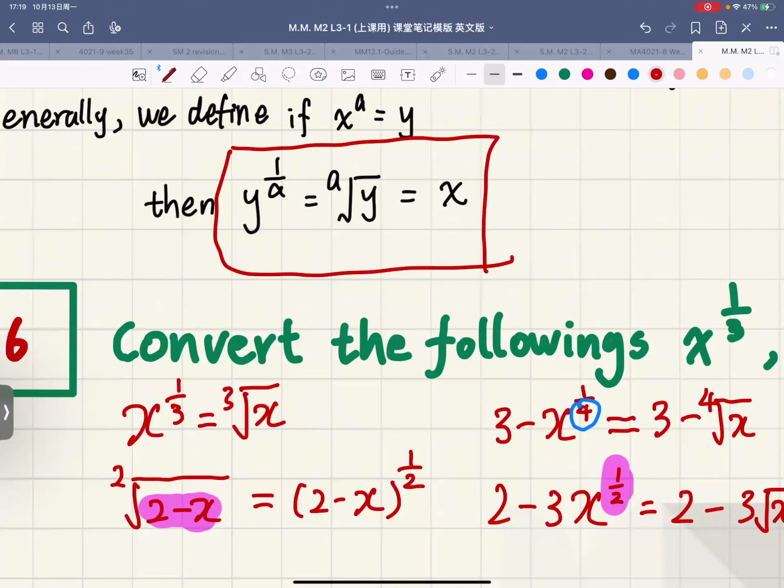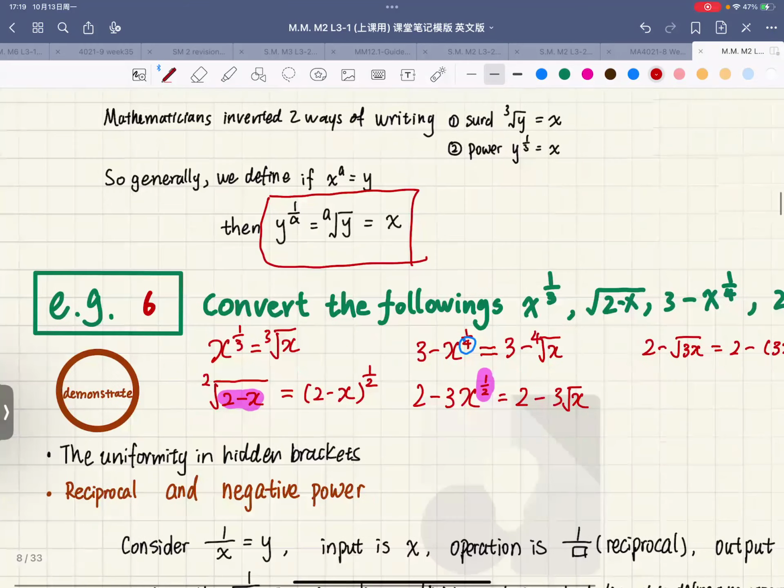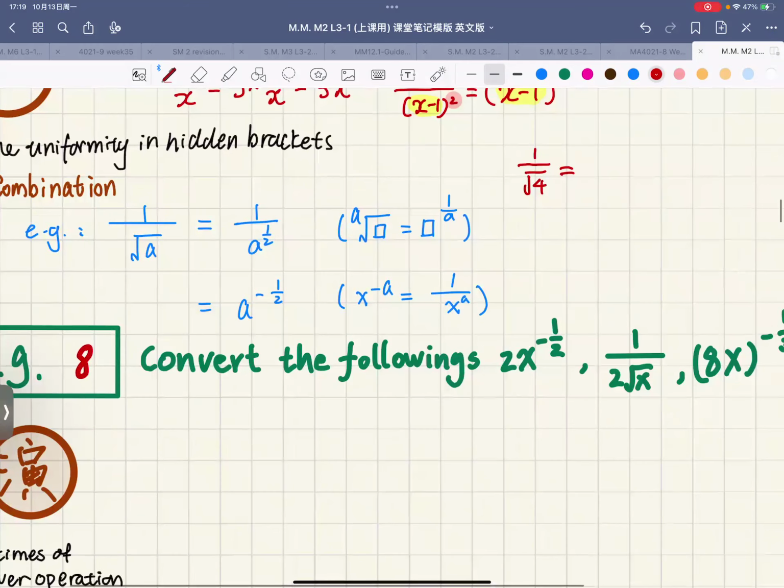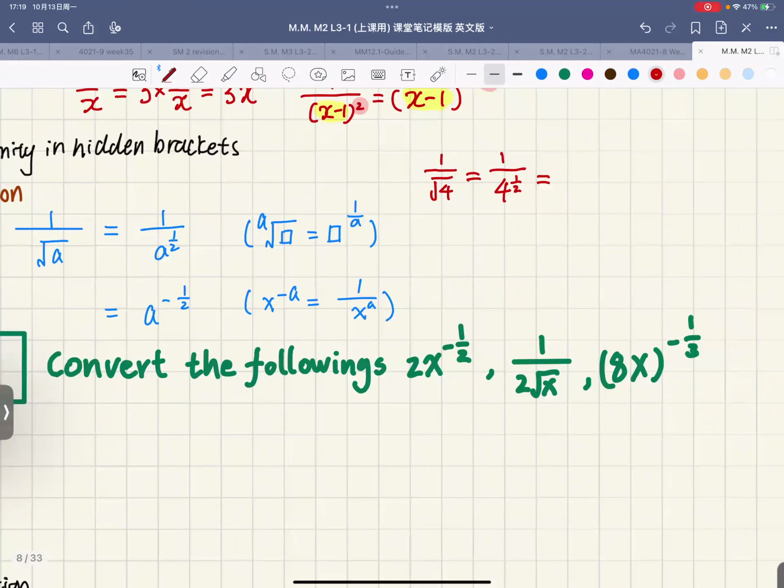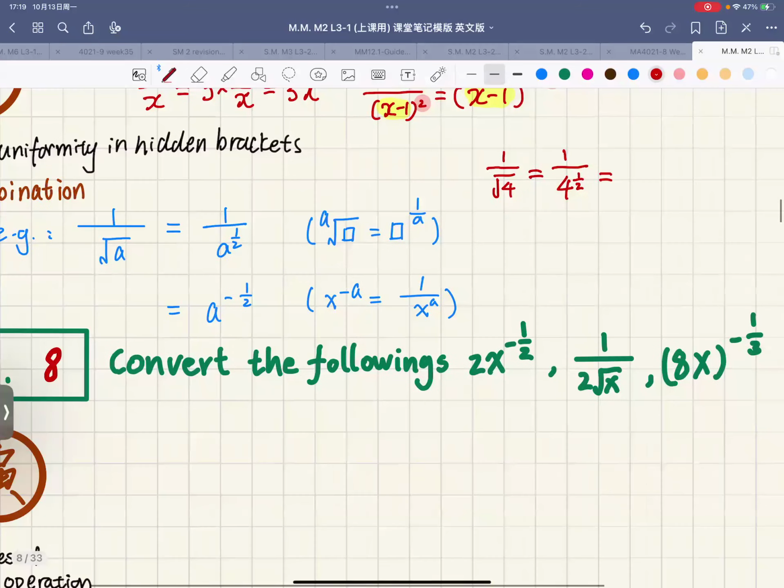A root y is equal to y to the power of 1 over a. Sorry, 1 over a. So 1 over square root of 4 basically is equal to 1 over 4 to the power of 1 over 2, and it's equal to 4 to the power of -1.5.